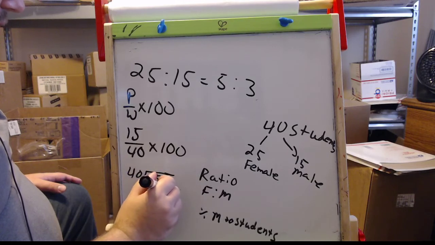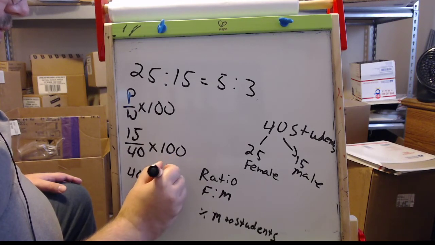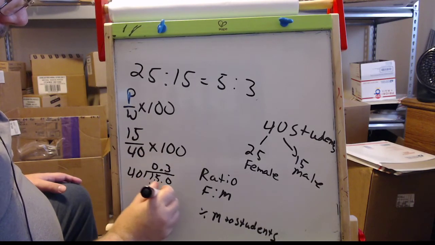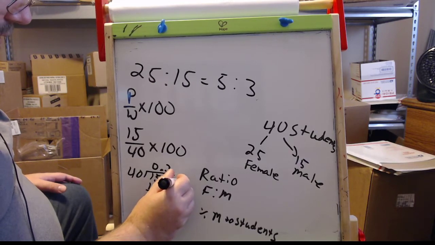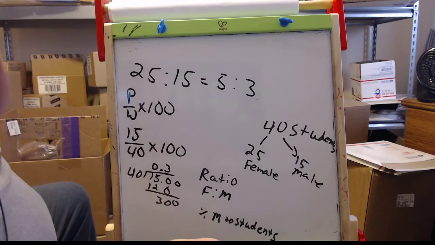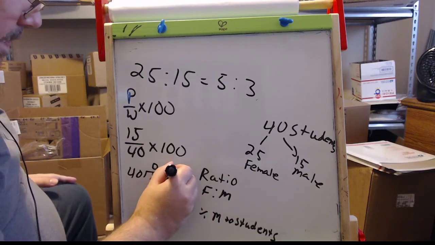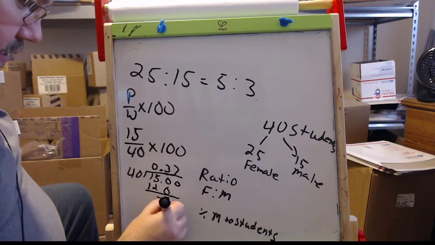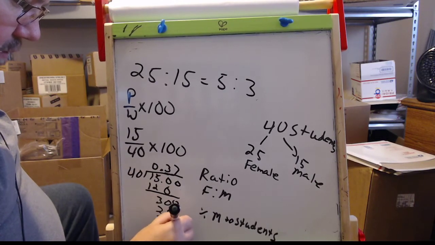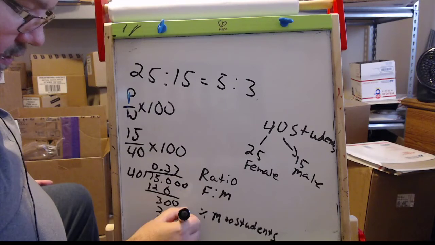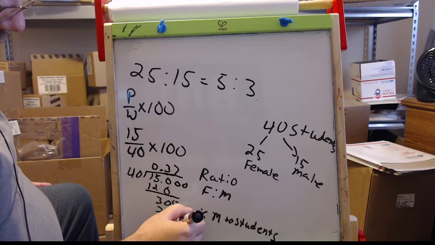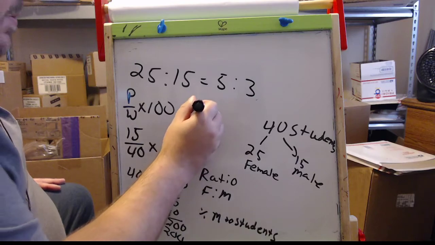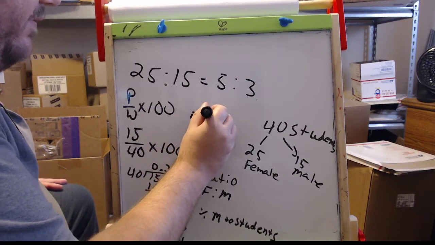40 doesn't go into 15. 40 goes into 150 3 times for 120. 30 left over. Bring down a 0. 40 goes into 300, 7 times. 7 times 40 is 280, with 20 left over. Bring down another 0. 40 goes into 200 5 times. 5 times 40 is 200. Okay, so we know that as a decimal, we are 0.375.